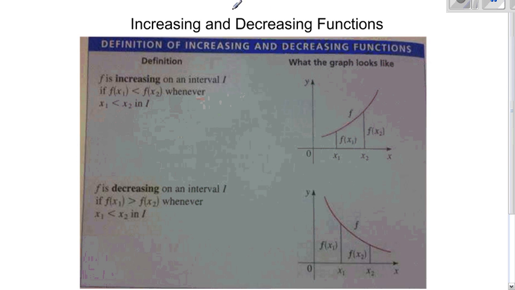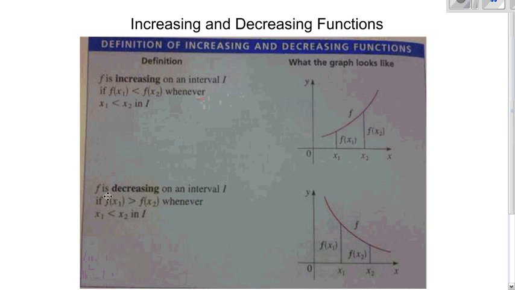Increasing and decreasing functions. A function is increasing on an interval if f of x1 is less than f of x2 whenever x1 is less than x2 in the interval. All that means is it's increasing if it has a positive average rate of change, a positive slope, essentially.